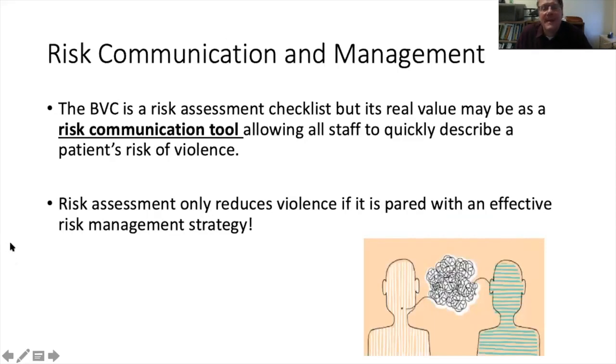So this is called a dynamic risk assessment, and it's dynamic because it changes over time, unlike some static risk assessments where the person's age is a predictor or their gender is a predictor. This changes maybe hourly. The BVC can change hourly. And so it's called a risk assessment device, but it may have more value as a risk communication tool.